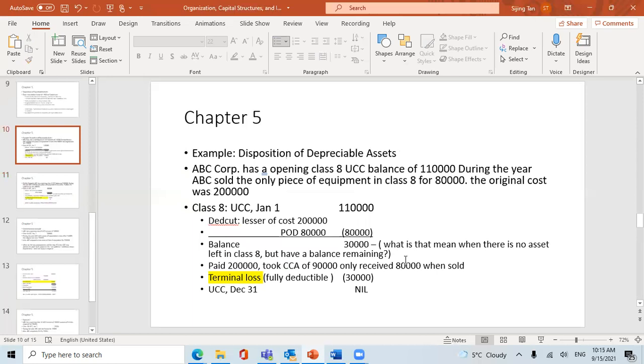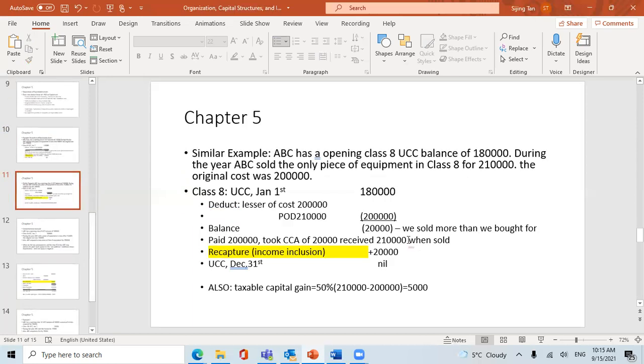Also, because we make money, right? For this sale, we sold 210 minus 200. So we have $10,000. 50% of that $10,000 will go to taxable capital gain. That's just $5,000 capital gain. We're going to add it into our income. So that's the example for recapture and income inclusion, right?